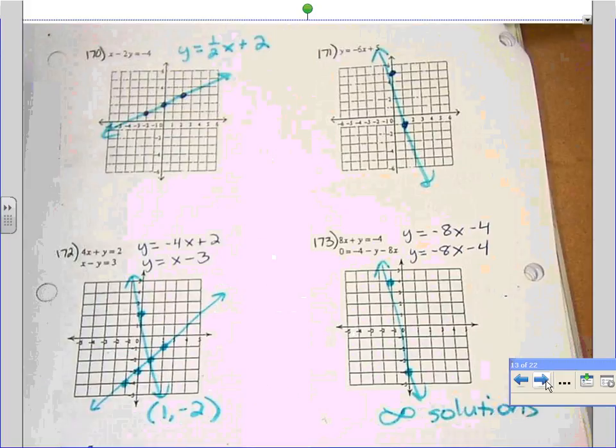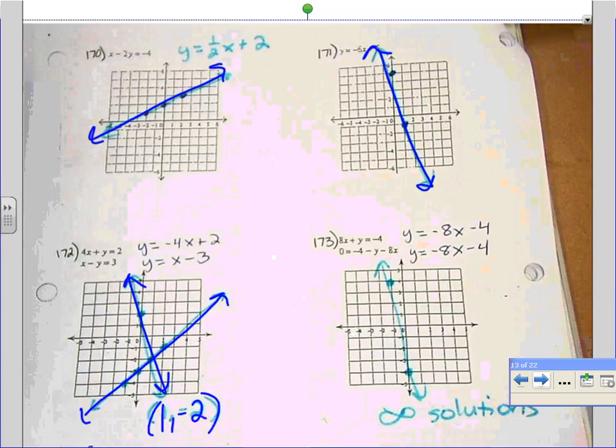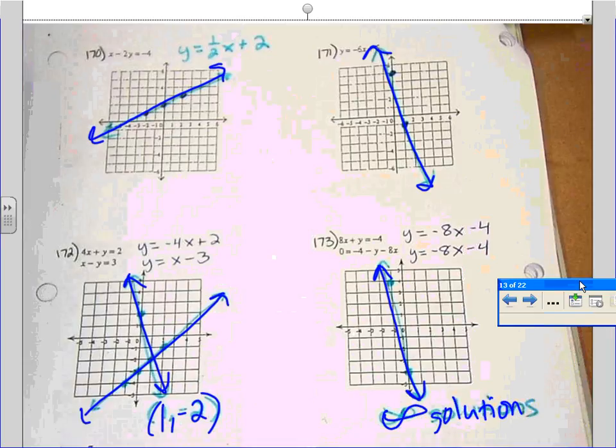Okay, 170. Thought these would be easy to see, and it's not. Here's my graph. 171. Let me trace over these. Here's my graph. 172. I'll move out of the way in a second. They intersect at 1, -2. 173. There are infinite solutions. And I have all this in my review, but the picture didn't work very well. Grace?